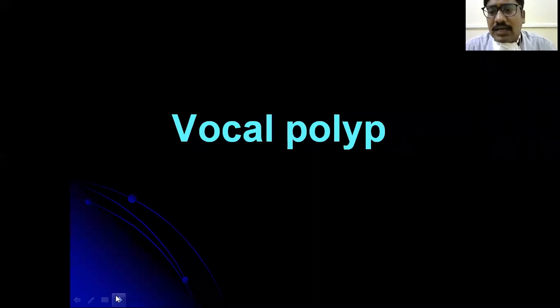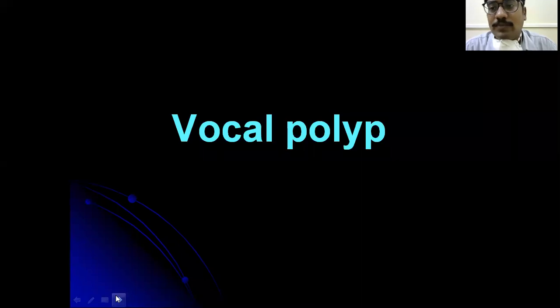For any vocal cord swelling, it may be a vocal nodule, a vocal polyp, or Reinke's edema. The investigation of choice is direct laryngoscopy. The first investigation we will do in the OPD is indirect laryngoscopy, IDL. What is indirect laryngoscopy? It is a mirror which is bayonet shaped. It is placed in the oral cavity and the mirror faces towards the larynx.